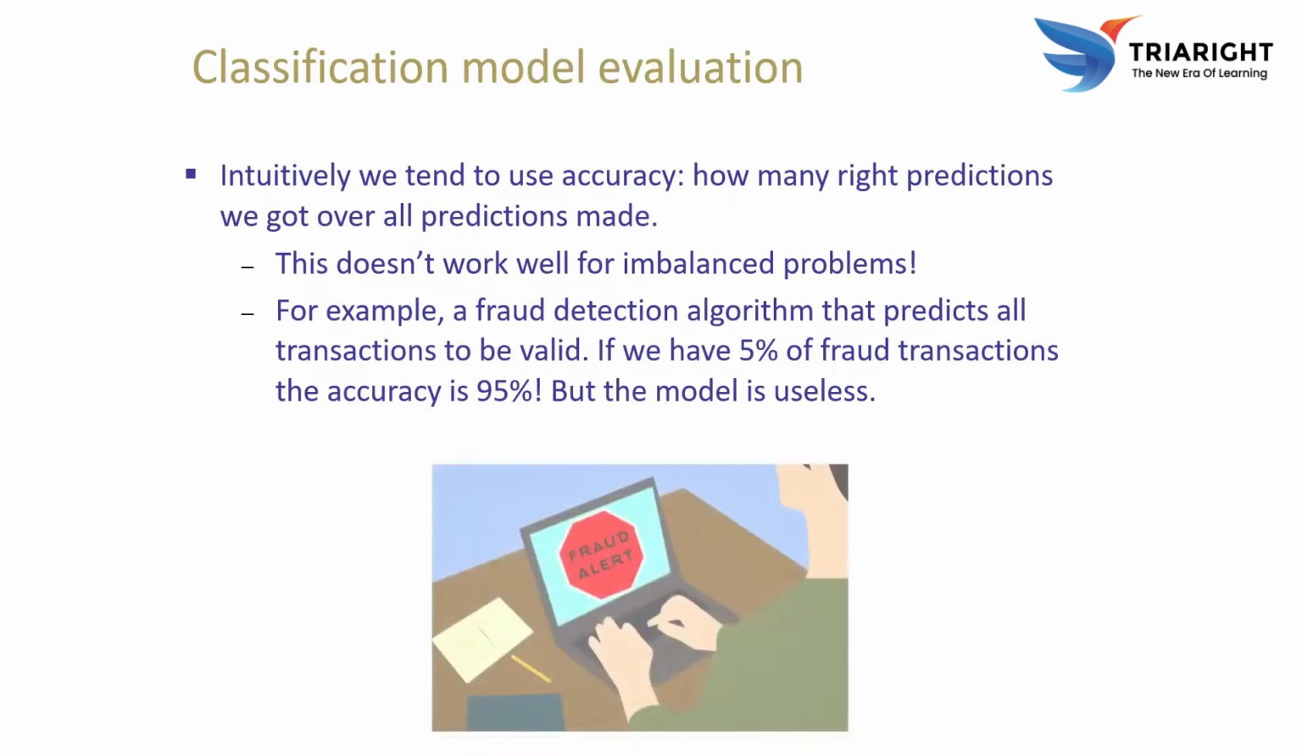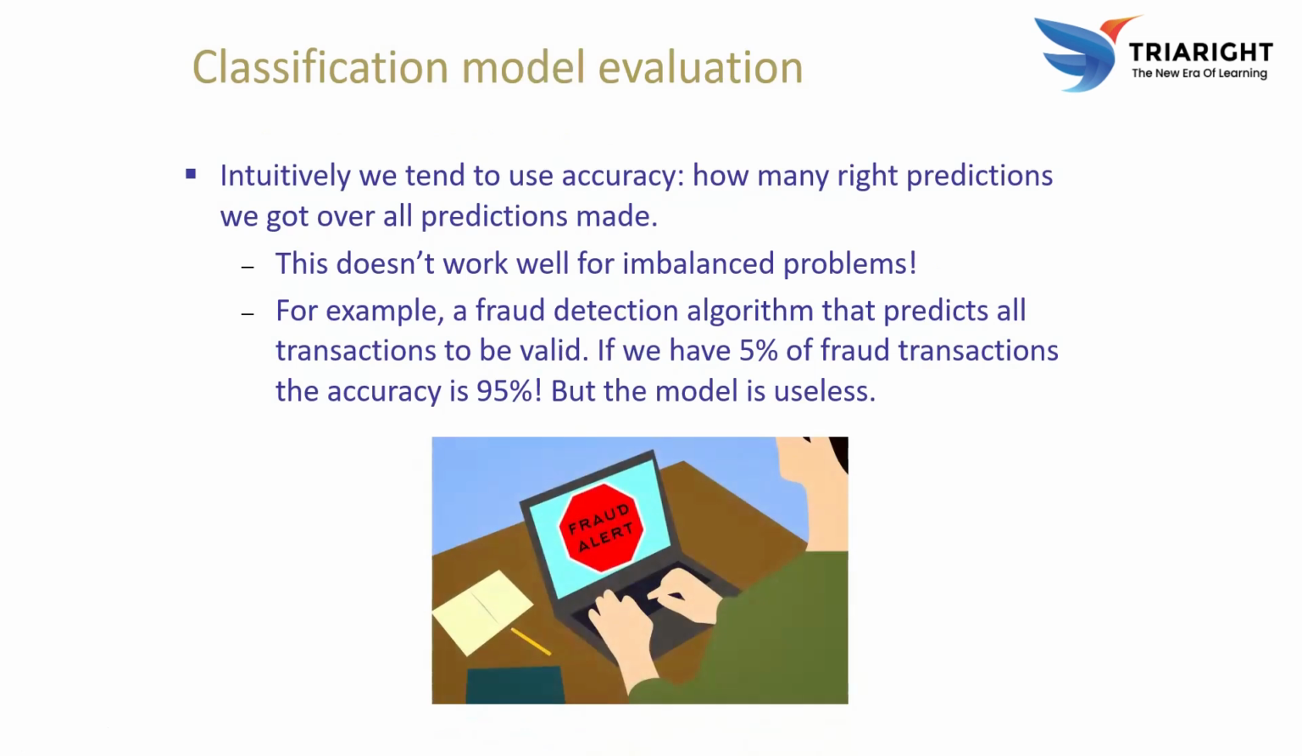So, classification model evaluation. We tend to use accuracy: how many right predictions we got out of all predictions made. This does not work well for imbalanced problems. For example, a fraud detection algorithm that predicts all transactions to be valid: if 5% of transactions are fraud, the accuracy is 95%, but the model is useless.